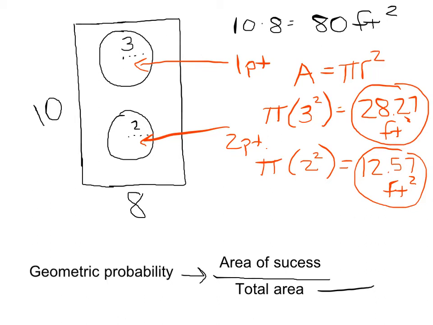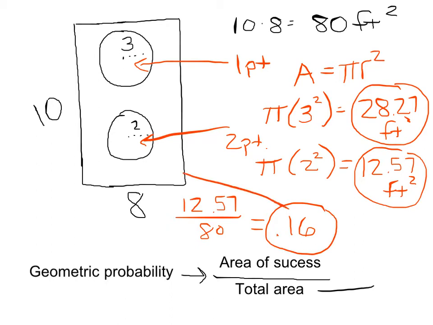So now what I'm going to do is, if I want to find the probability of landing in the 2-point circle, my area of success would be the 12.57 divided by your total area, and I would find this to be 0.16. So the probability that I'm going to end up scoring in that circle is 0.16.